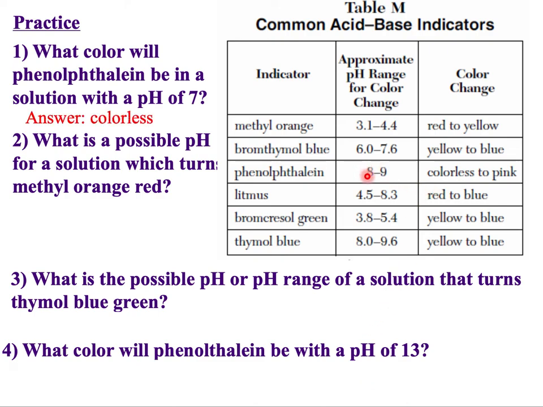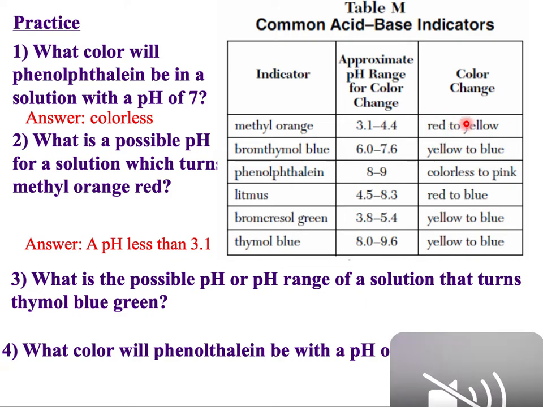So we are below 8 because we're at a pH of 7. We are colorless. Easy. This question is a little different because it's asking what is a possible pH for a solution which turns methyl orange red. So if we look, methyl orange is going to be red. Since red is the first color, it's anything below this first pH range, which means it's anything below 3.1. Because 3.1 is the first pH listed, and red is the first color. And we're looking for when it's going to be red, which means we're below this pH.